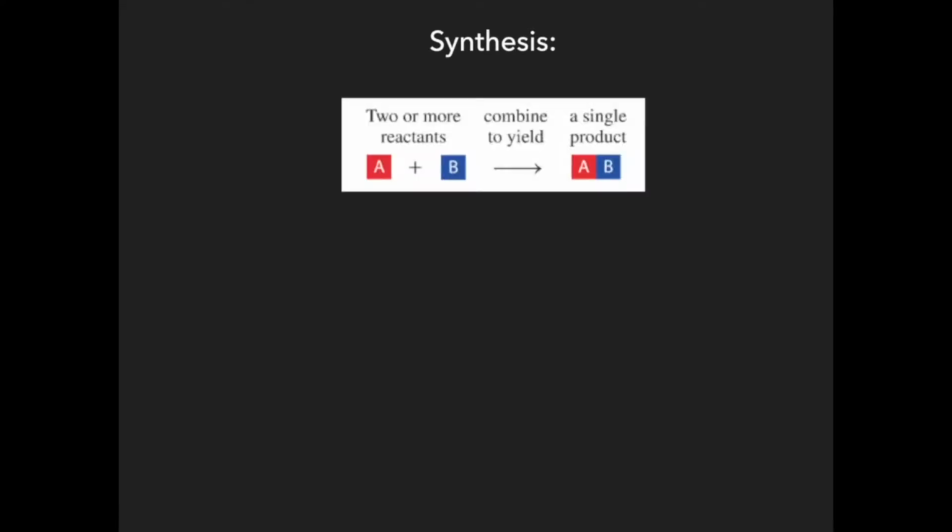So there are 5 different types of reactions that we're going to look at in this class. And the first one is synthesis reactions. So what happens in a synthesis reaction is that you have 2 different reactants, let's call them A and B, and they're going to combine together to form one single product, AB. Okay? So in a synthesis reaction, let's look at an example to see what exactly is going on.